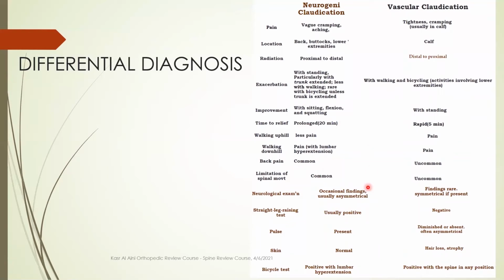It contains lots of detail, but most of it are well known to us, like the cramping pain with walking and standing, but only with walking in case of vascular claudication, bicycle test, walking uphill, presence of back pain, examination of the pulse. Just spend some time and have a look on it.